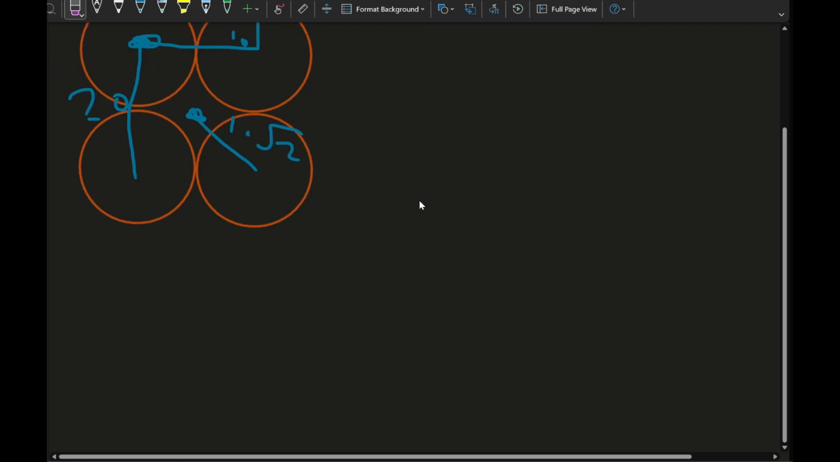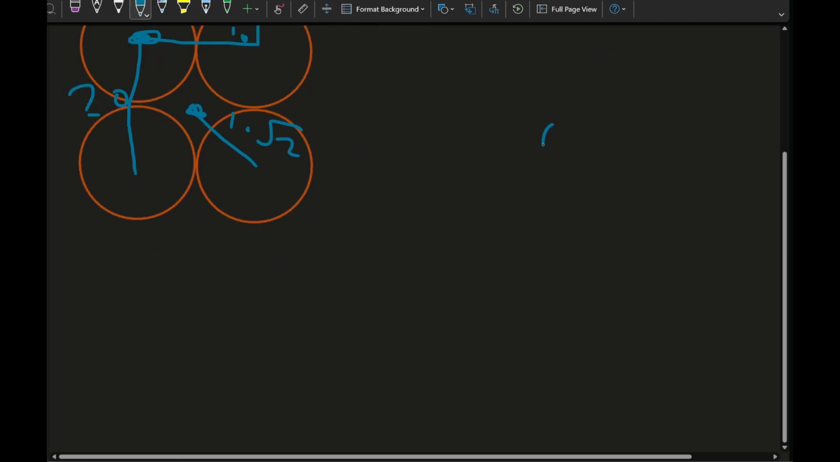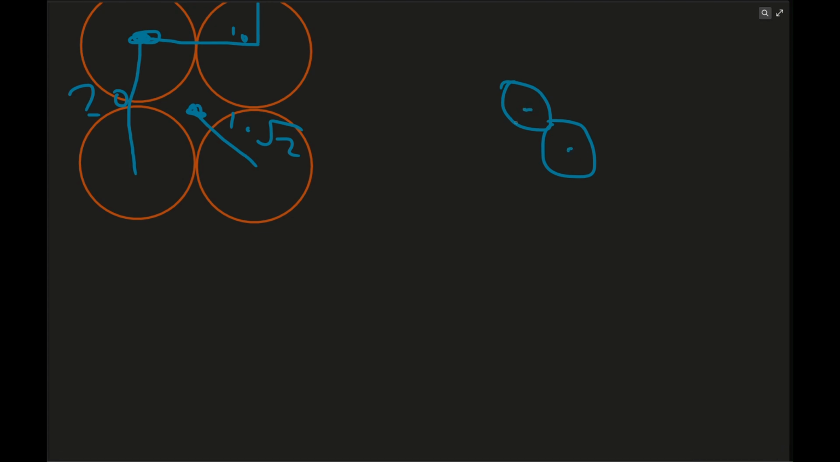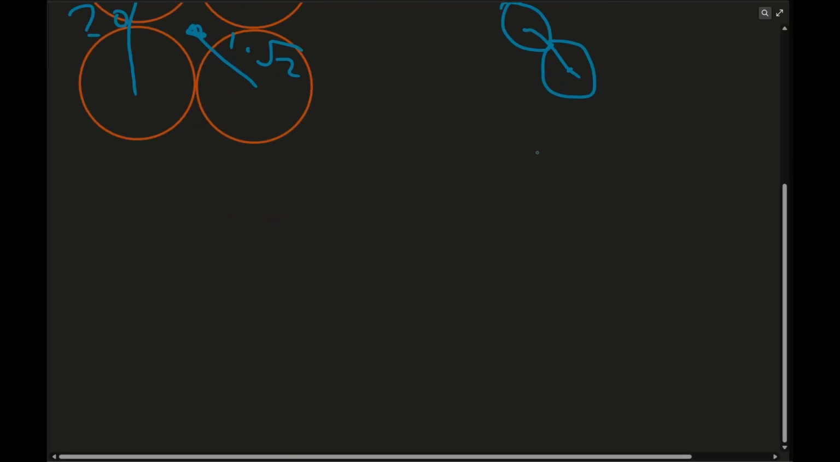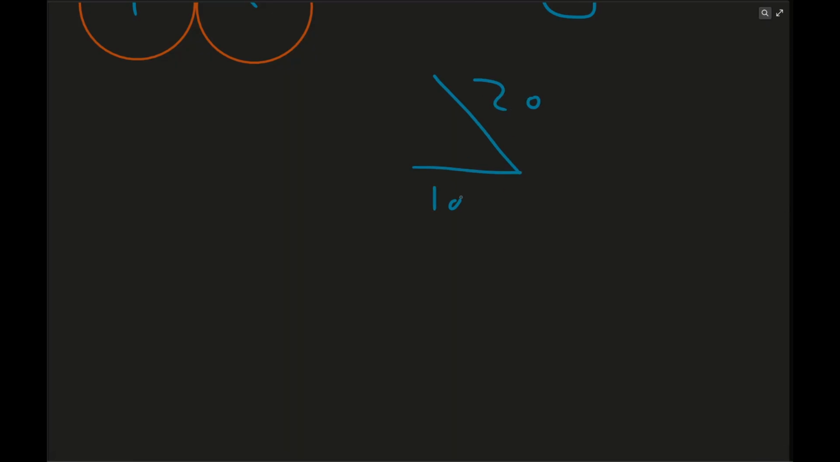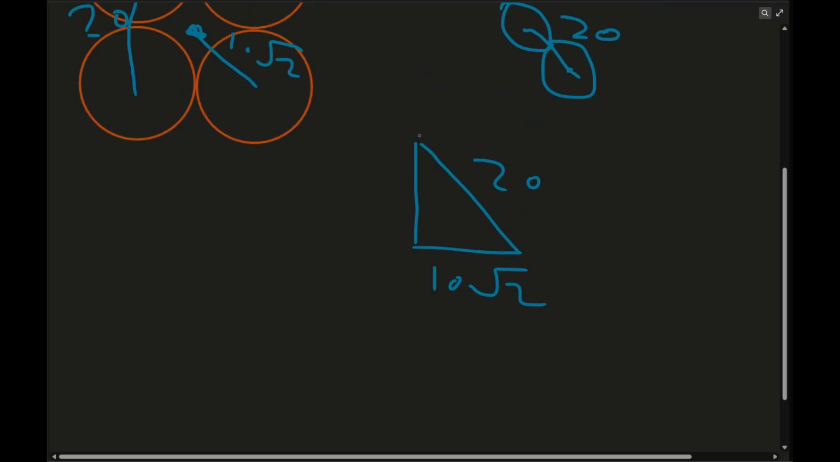We also know one other identity. If we have one circle touching another circle, their center to the other center, assuming the circles are the same size, is twice the radius. From here, we can form the triangle of 20, 10 root 2, and we try and find the height to the midpoint of the above triangle.